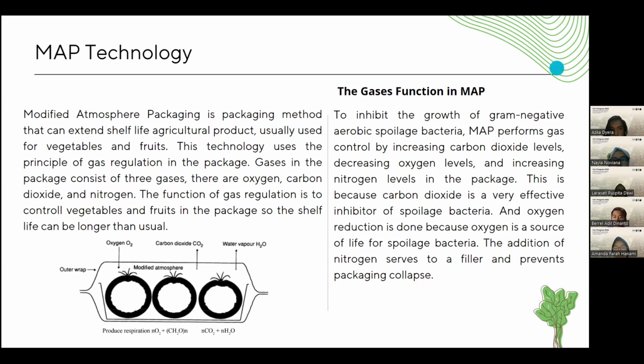The gases in MAP function to inhibit the growth of gram-negative aerobic spoilage bacteria. MAP performs gas control by increasing carbon dioxide levels, decreasing oxygen levels, and increasing nitrogen levels in the package. This is because carbon dioxide is a very effective inhibitor of spoilage bacteria, and oxygen is reduced because oxygen is a source of life for spoilage bacteria. And lastly, the addition of nitrogen serves as a filler and prevents the packaging from collapsing.